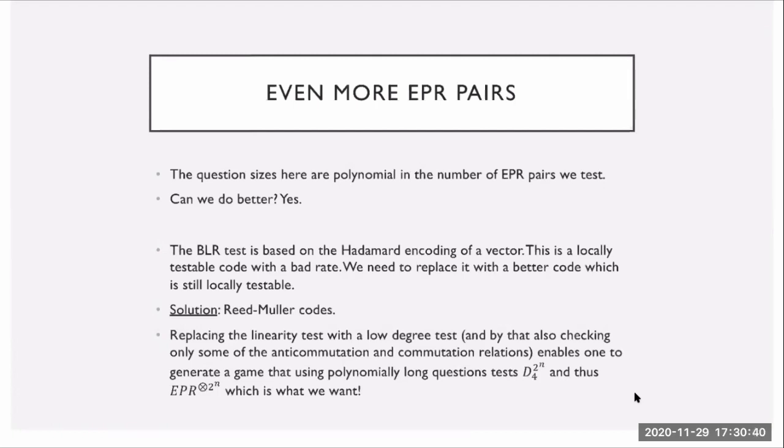And the BLR test is exactly what's checking locally whether this word is part of the code, which is possible by checking only a small part of the code. This is what it means to be locally testable. So the BLR test means that you use the Hadamard code, which has bad rate. The idea, the way of moving from polynomially many qubits, EPR pairs, to exponentially many EPR pairs is replacing the Hadamard code with the Reed-Muller code, which is still locally testable, but has much better rate.